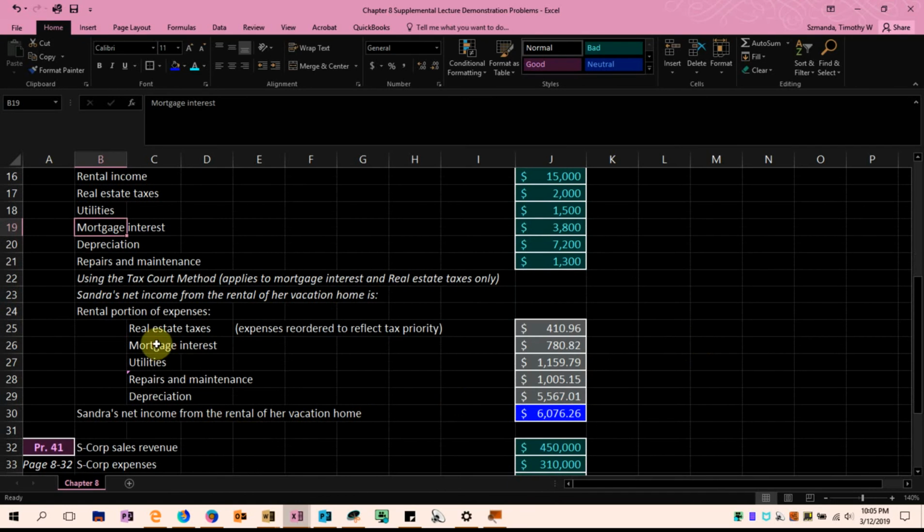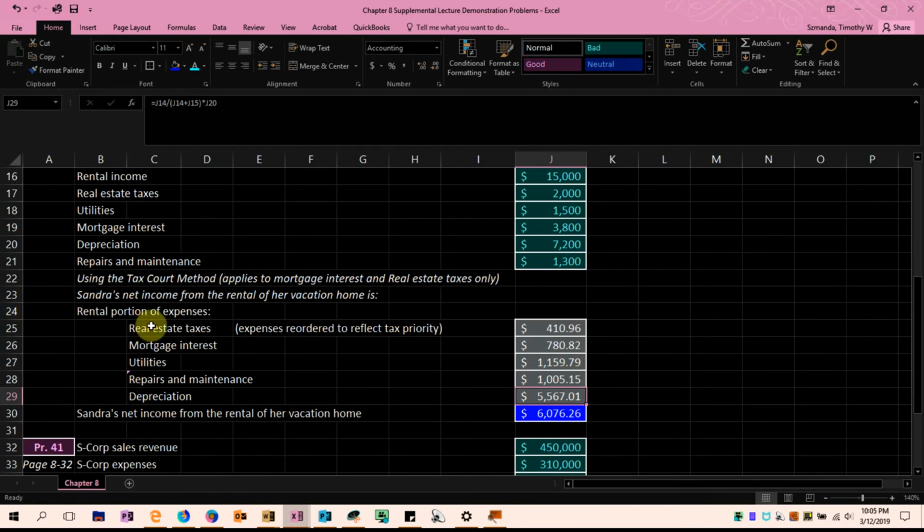So first thing I did is I reordered the expenses, because the real estate and the mortgage is going to be allocated based on the number of days in a year. Utilities is next, repairs and maintenance, and then, as I said earlier, depreciation has to come last, because if it creates a loss, then we're going to have to sacrifice some of the depreciation expense so that we don't create a loss. In this particular case, we won't have to worry about that because the amount of income will more than absorb all of the allocated expenses. So let's run through the calculations here.